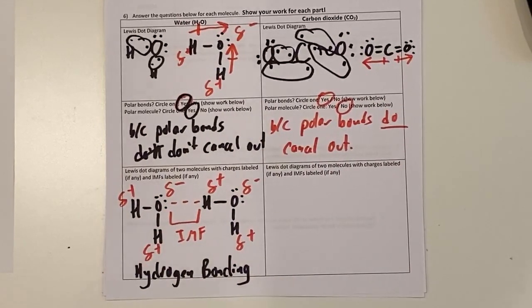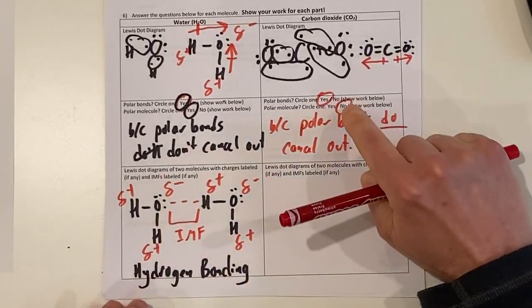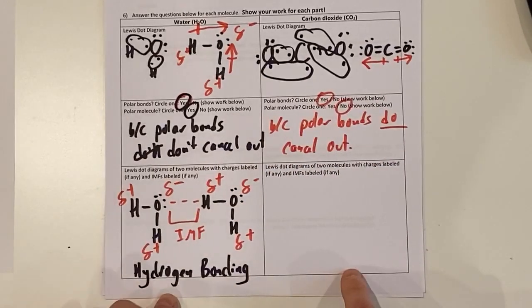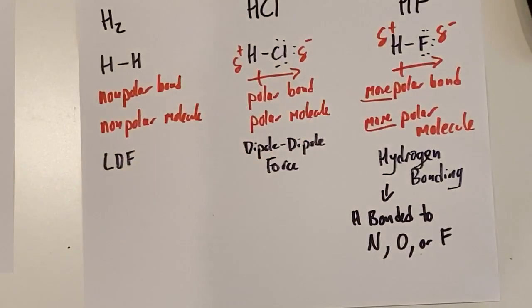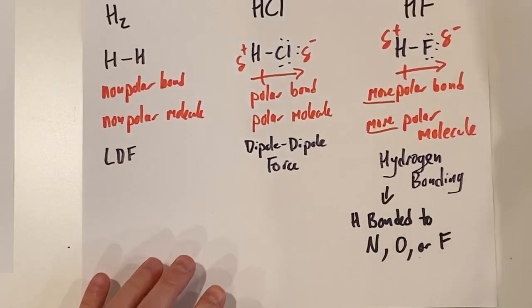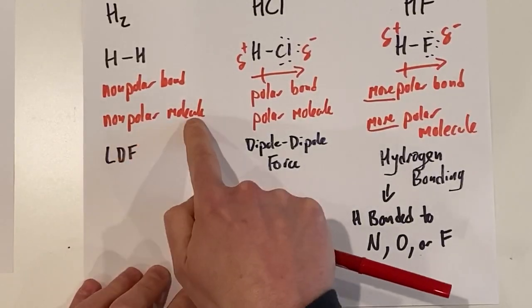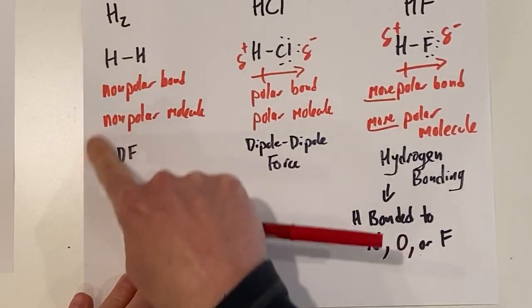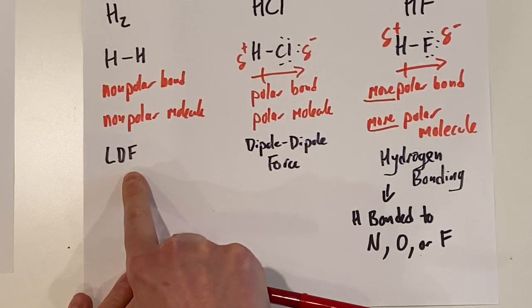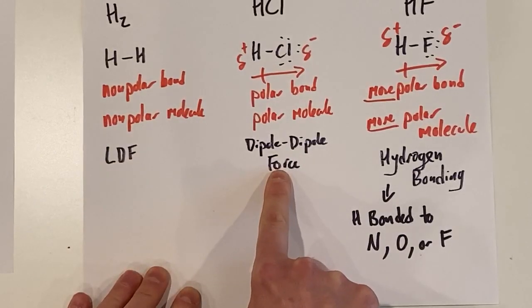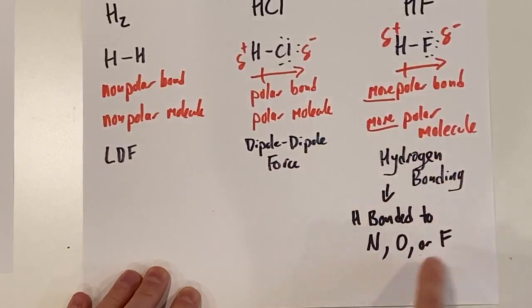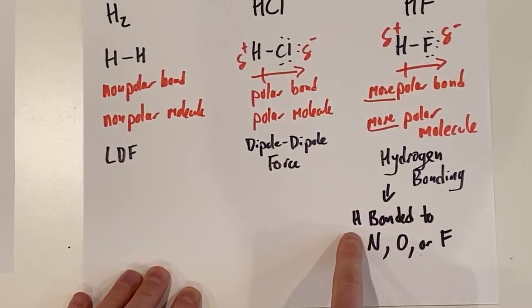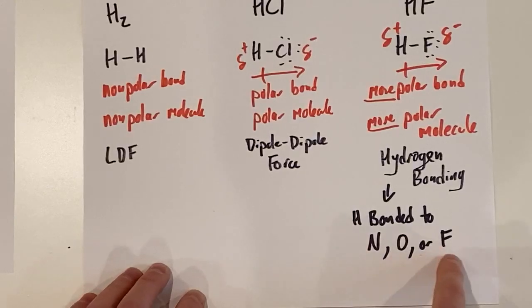Okay, so if it's a non-polar molecule, let's take a look at what kinds of intermolecular forces can be experienced. Go back to our example from the other video. If we have a nonpolar molecule, the only intermolecular forces experienced are London dispersion forces. We can't get dipole-dipole. Those only occur in polar molecules. We can't get hydrogen bonding. Those only occur in polar molecules where the H is bonded to N, O, or F.